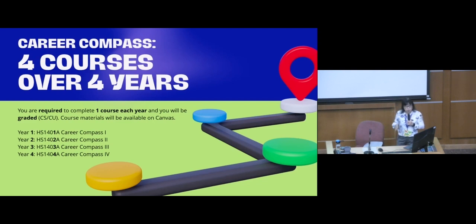So for those who are in year 1 right now, you'll be allocated HS 1401A sometime by end July. Okay? As I said again, you don't have to register for it. It will be automatically pre-allocated to you. And then subsequently, year 2, year 3, year 4, the higher modules will be allocated to you progressively. Okay?